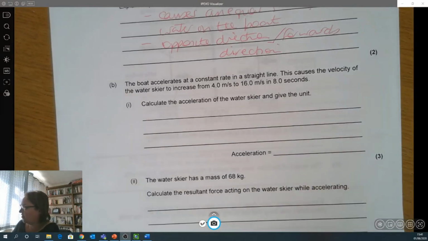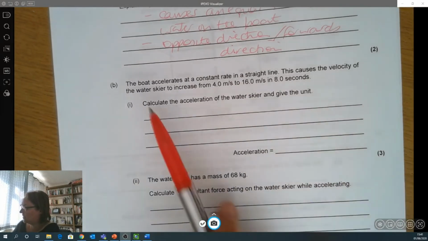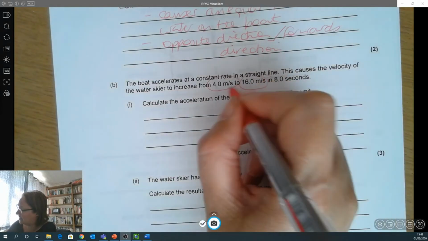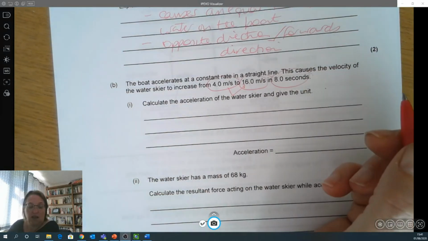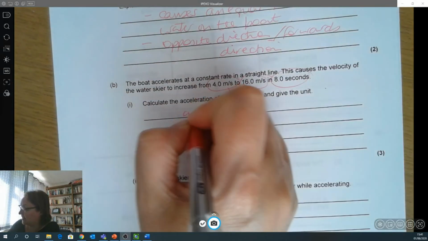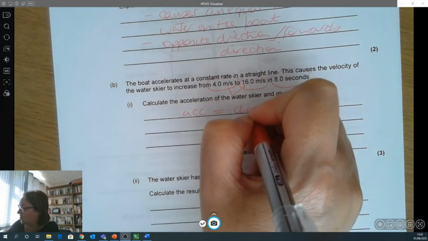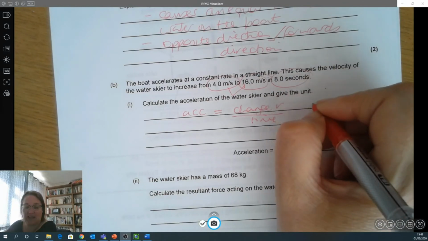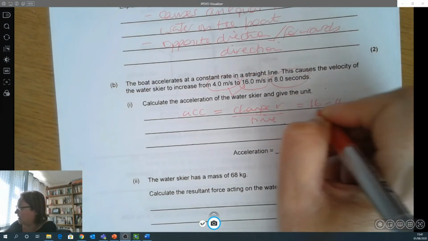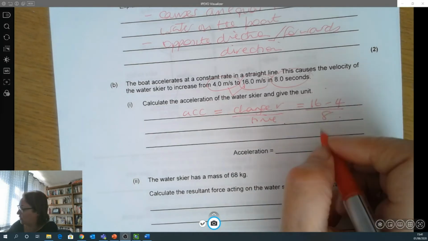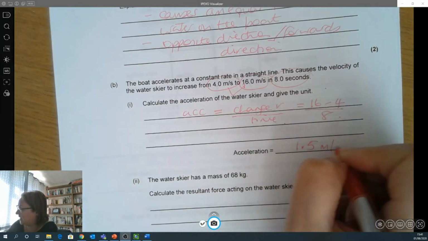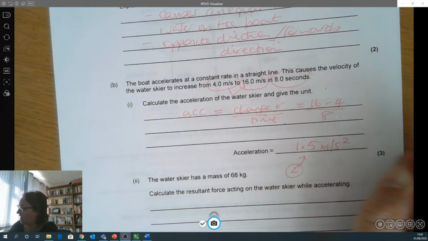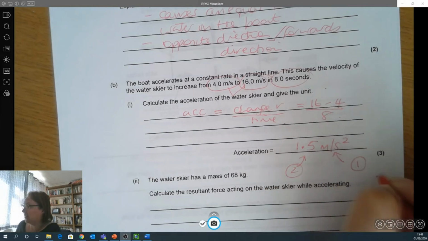The boat accelerates at a constant rate in a straight line. This causes the water skier's velocity to change from 4 to 16 in 8 seconds. Calculate the acceleration. This is always well answered generally. I've got a change in velocity over time here, haven't I? So my change in velocity from 4 to 16 over the time of 8 is 1.5 meters per second squared. So you get 2 marks for the 1.5 and 1 mark for meters per second squared.